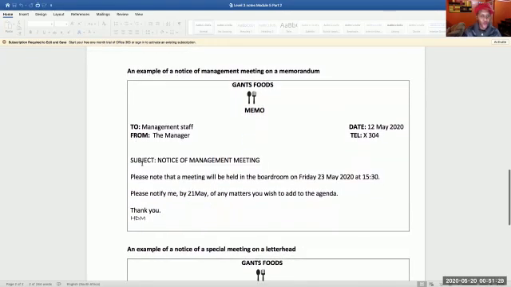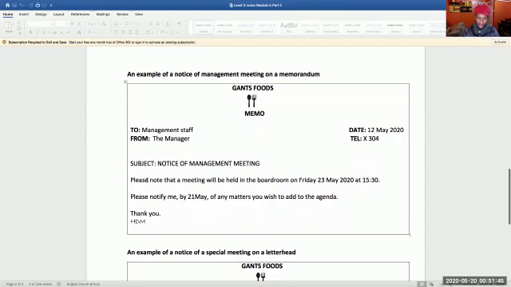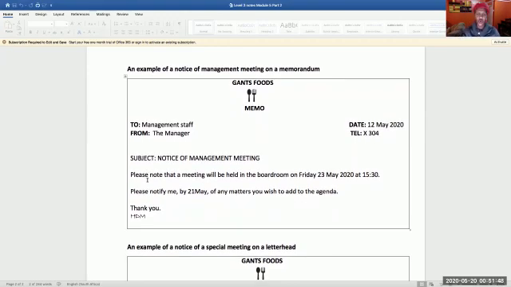Now the heading is also written in capital letters, very, very important. Notice of the management meeting. Here it is, notice of the management meeting, okay? This still remains the same. Notice, it is important to note that you need to inform people where the meeting is going to take place, what time the meeting is going to be, and the date and the day, okay? Please note that the meeting will be held in the boardroom on Friday, the 23rd, 2020 at 15 hours. Please notify me by the 21st. I've already explained these dates to you and how they work.